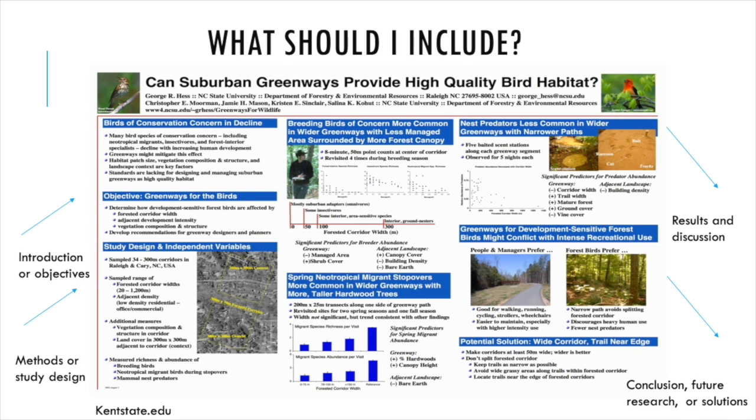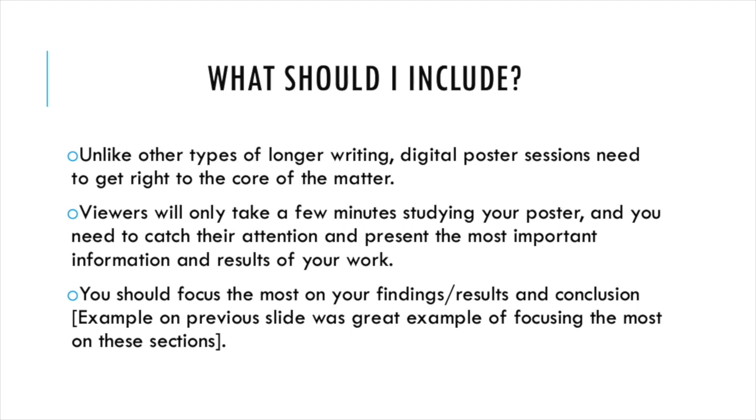So there's the introduction and objectives. So this one says that birds are on the decline in the habitat. And then it goes on to the objective, and then it goes on to the study design and independent variables. Then the results and discussion, and then the conclusion. Notice that the results and the discussion and the conclusion are about 60% of this poster session too. So that is what you should be focusing on the most.